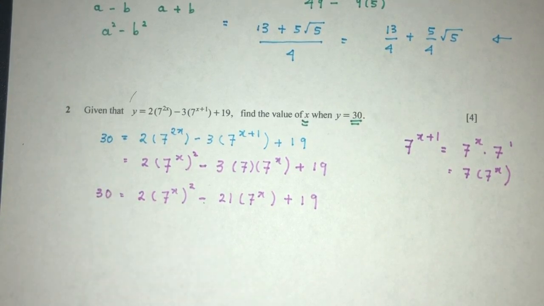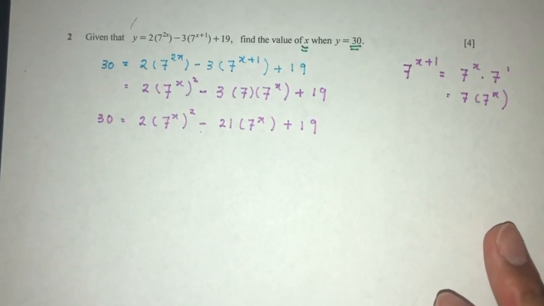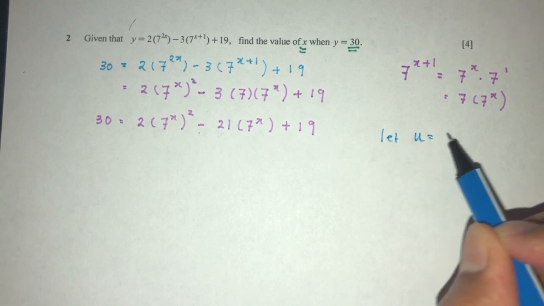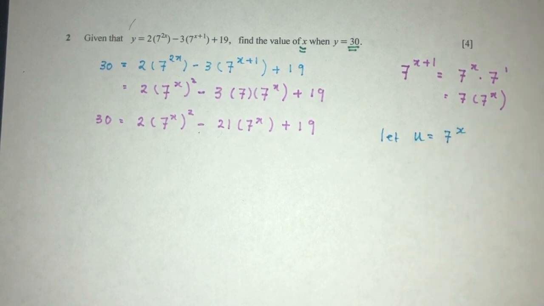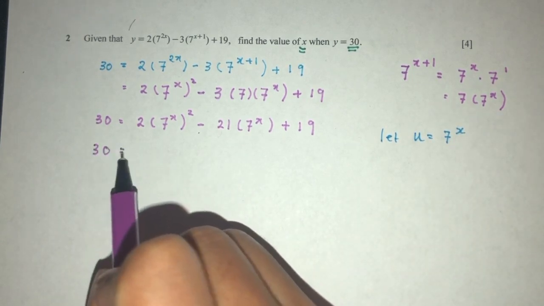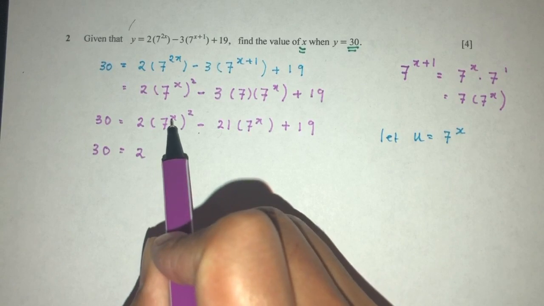So now we can simplify if you want to, because it might be confusing for some of you guys. So let's use substitution. For example, I can say let u equal 7 power x. So now it will be much simpler for you guys. That will become 30. That will be 2 times, now 7 power x is u.